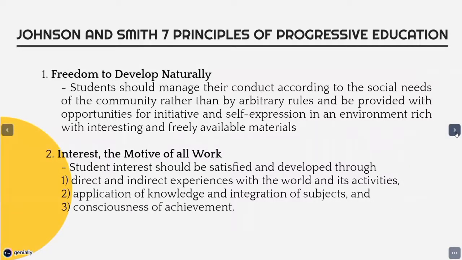These are the 7 principles of progressive education according to Johnson and Smith. The first principle, according to Johnson and Smith, is freedom to develop naturally. Students should have their freedom on developing their skills and knowledge.